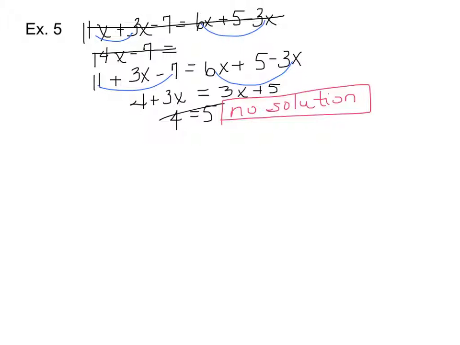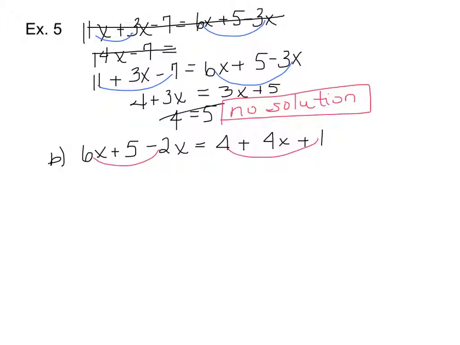Okay, let's try another one. We'll just call this B. Okay, same concept. You want to group those terms that are alike together. So on the left side, if you group those together, you're going to get 4x plus 5. But on the right side, when you group our like terms together, you get 5 plus 4x. And look closely, if you notice, those are exactly the same.